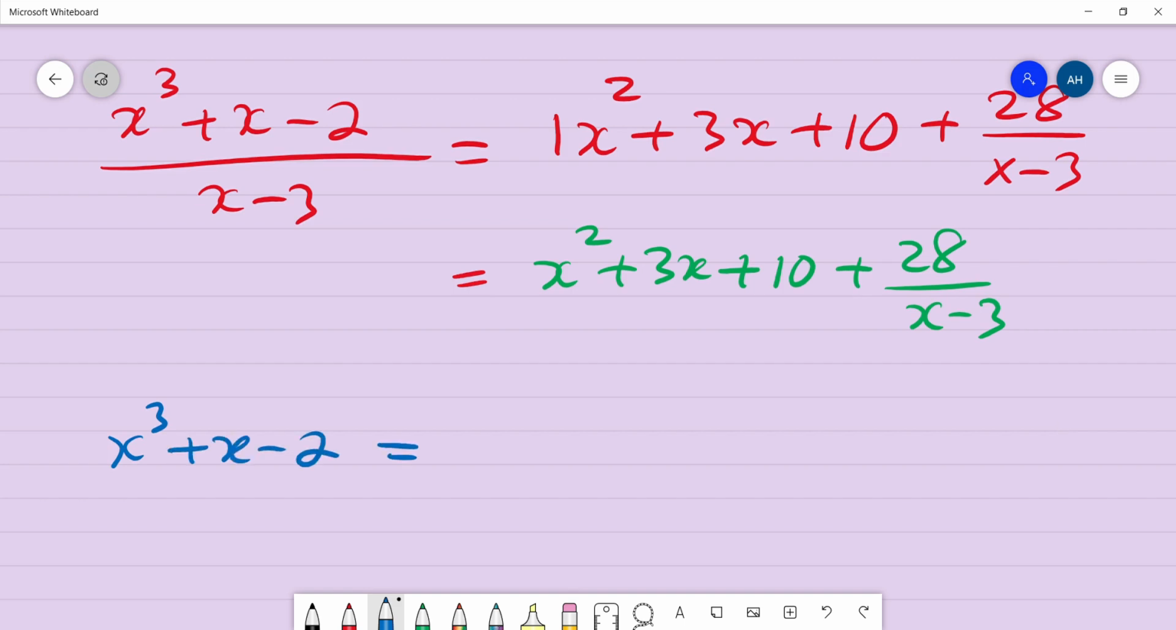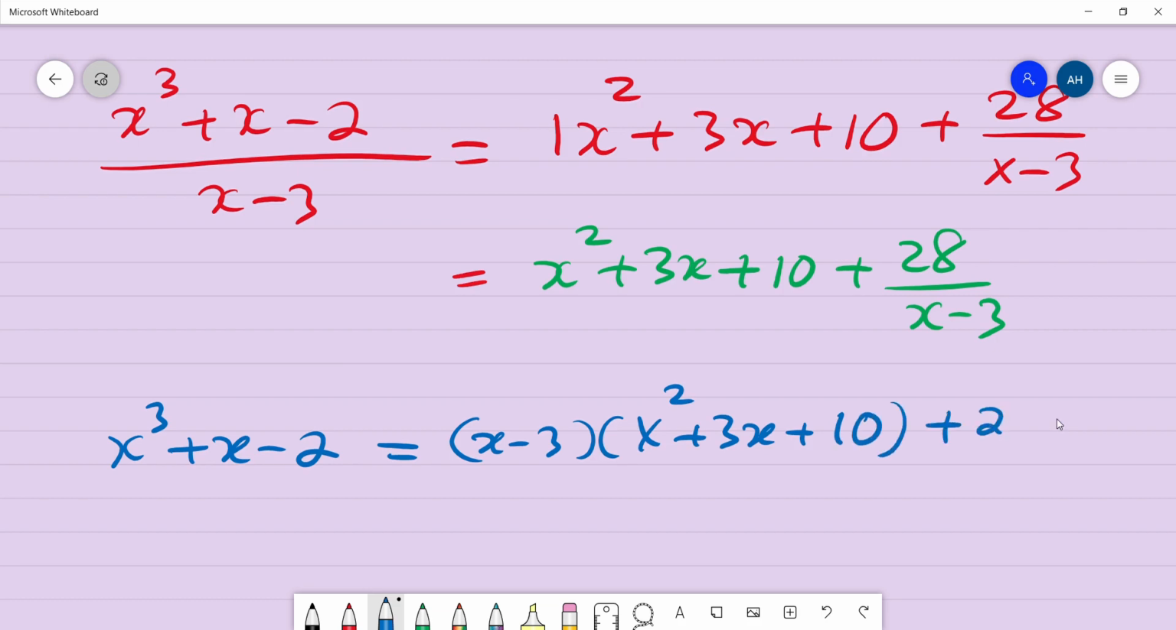That's after we multiply the left hand side by x minus 3. Now, the right hand side, after we multiply by x minus 3, we'll have x minus 3 multiplied by x squared plus 3x plus 10. Then we have to add the remainder, that is 28, if we want to write it according to the formula for the division algorithm. Now we have completed example number 3. Next, example number 4.